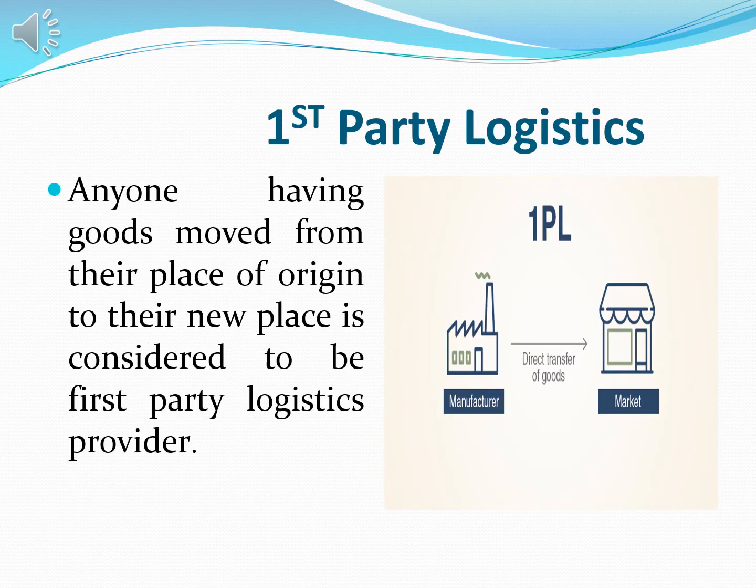Before talking about third-party logistics, let's see why it is called third-party logistics. What about first-party logistics and second-party logistics? As you can see in the figure on the slide, anyone having goods moved from their place of origin to a new place is considered a first-party logistics provider. Like I told you in the beginning, people have been moving goods from one place to another for a long time. So usually these logistics activities come under first-party logistics functions, just moving the goods from manufacturer to market.